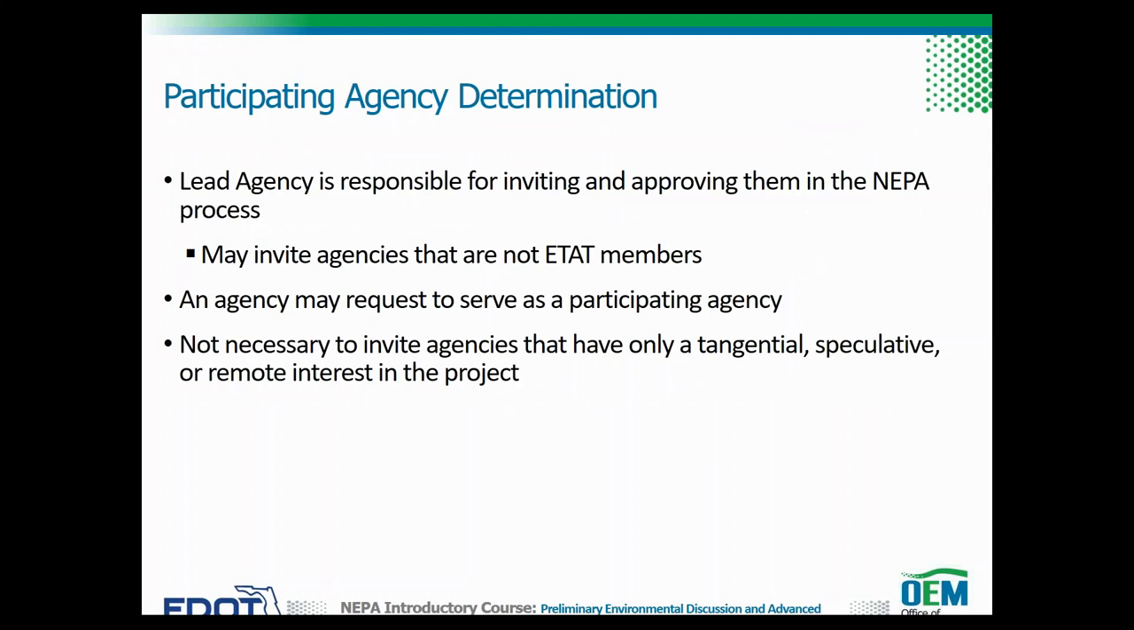Like with cooperating agencies, the lead agency is responsible for inviting and approving participating agencies in the NEPA process. The lead agency may invite agencies that are not ETAT members. Like with cooperating agencies, an agency may request to serve as a participating agency, but it is up to the lead agency to invite and approve them. It is not necessary for the lead agency to invite agencies that have only a tangential, speculative, or remote interest in the project.